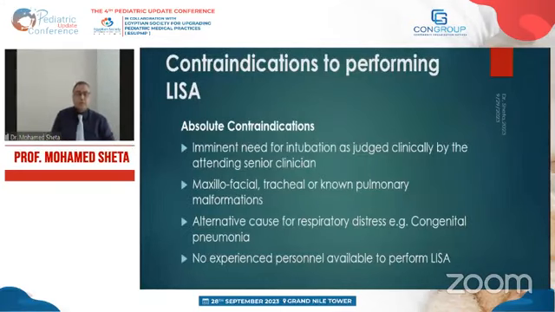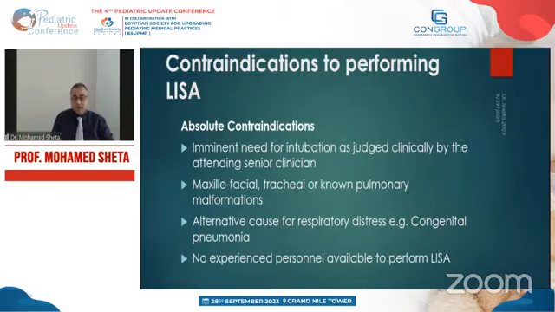Contraindications to performing the LISA technique. Absolute contraindications: imminent need for intubation. If the baby needs intubation due to apnea, respiratory failure, or failure of non-invasive ventilation, it is better to intubate and give surfactant through the tube, not by LISA. Also, maxillofacial, tracheal, or non-pulmonary malformations, an alternative cause of respiratory distress, or congenital pneumonia might be contraindications.